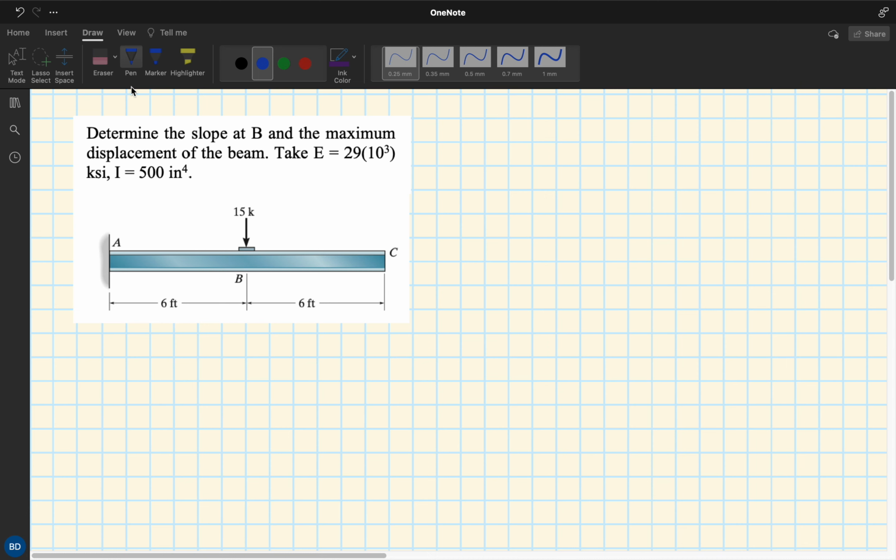Today we are going to be solving this problem. It says determine the slope at B and the maximum displacement of the beam. Take E and I as given. For this problem, we are going to be using the method of double integration.